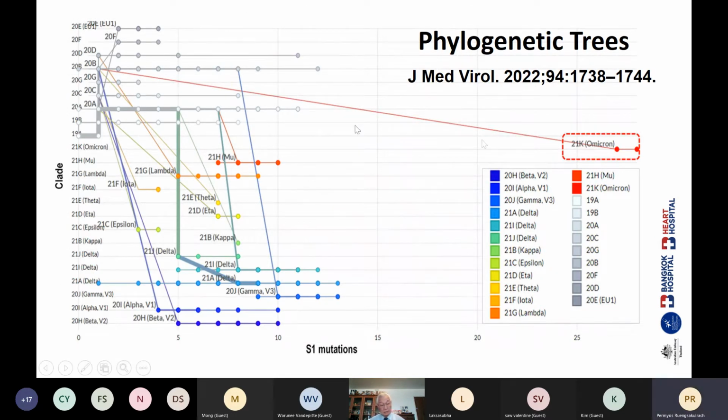Because of Omicron, the mutation in the spike protein is very high, so it got a new name as Omicron variants. The others haven't got any new name if they are not highly mutated.